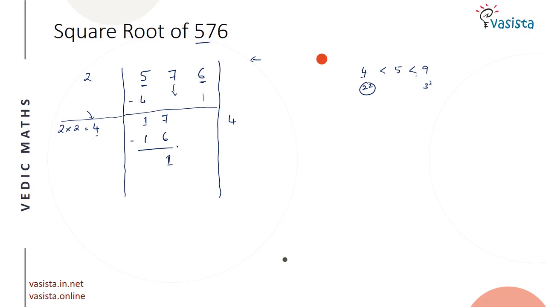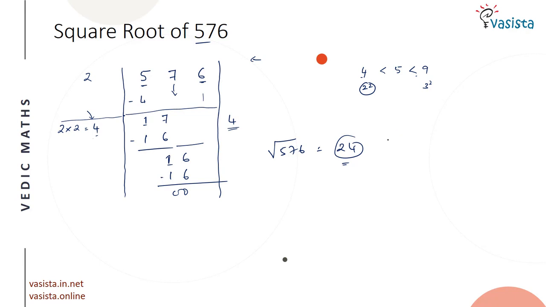You bring down this 6. Now the square of this should be here. That is 16. 16 minus 16 is going to be 0. The square root of 576 is nothing but 24.